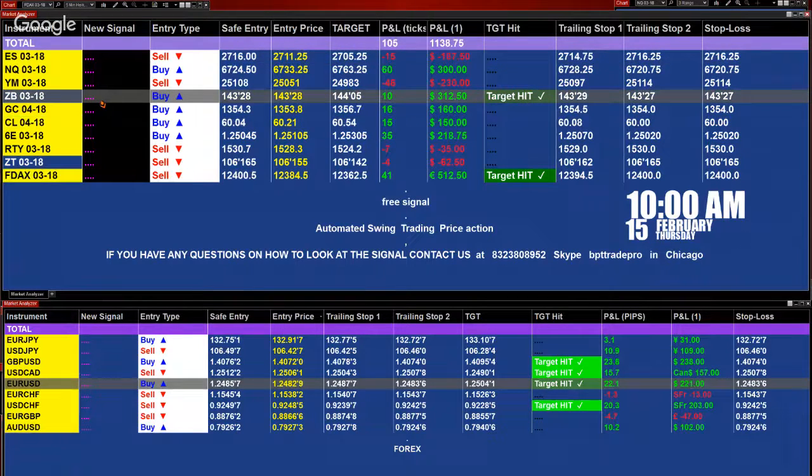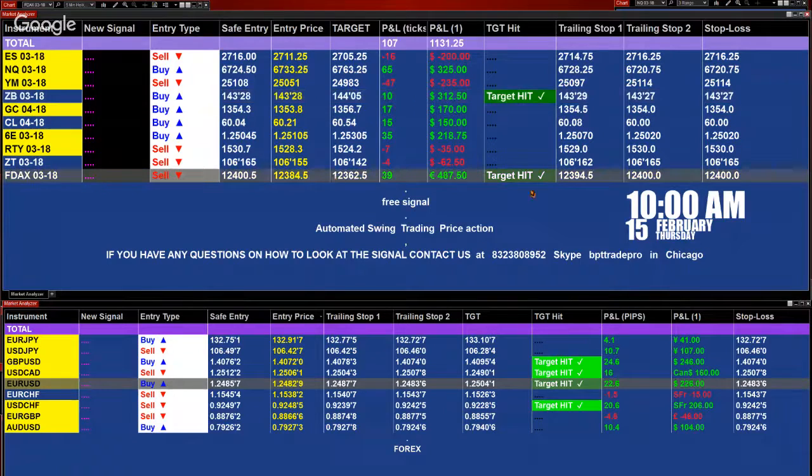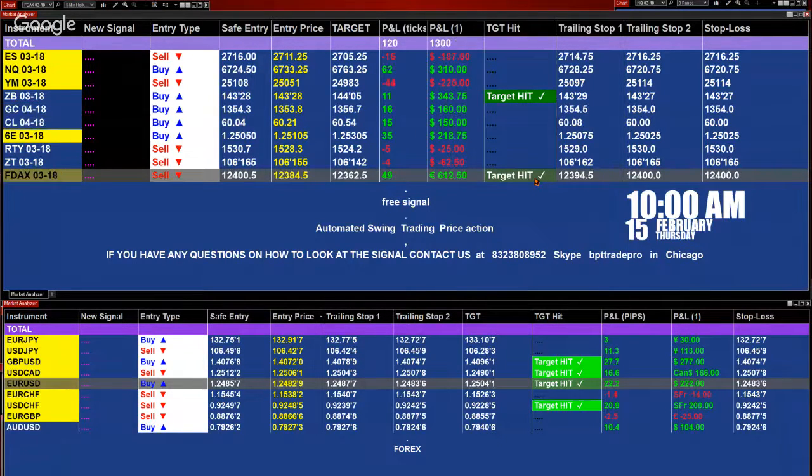Now, as an example, we have the 30-year Treasury bond hit target and the DAX hit target. That's very fine. From the signal price, 47 ticks, and it hit the target. So that's all there is to it. It's very easy to copy those trades.